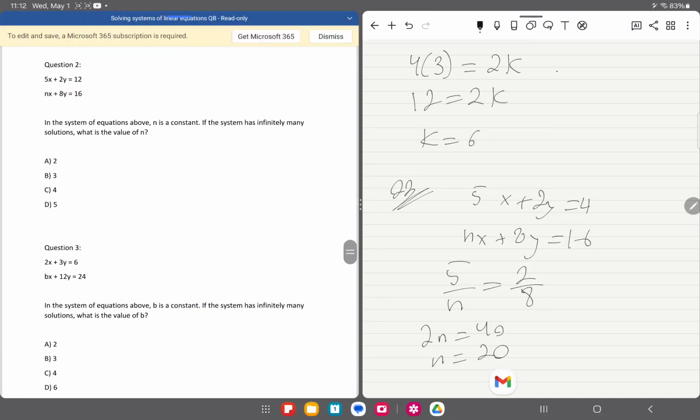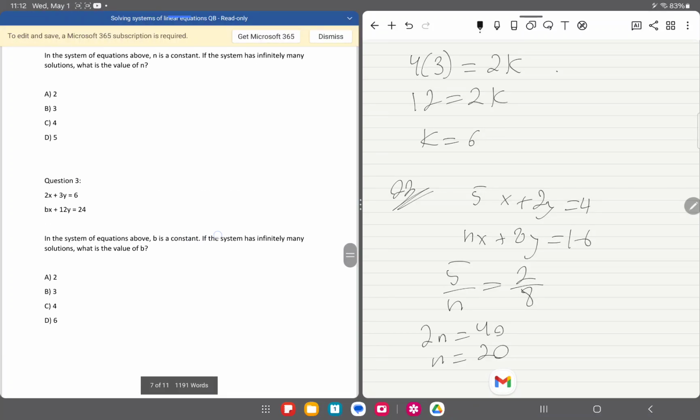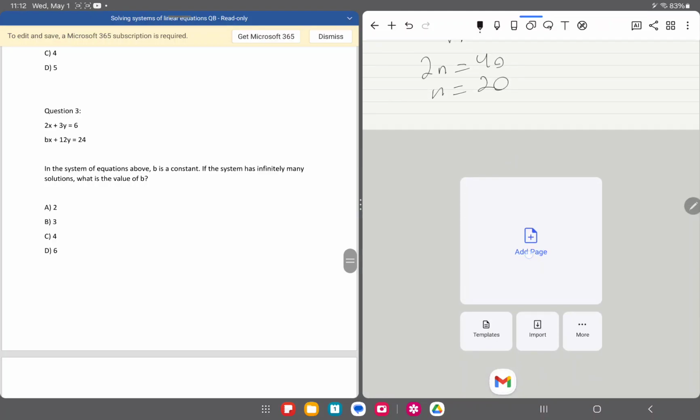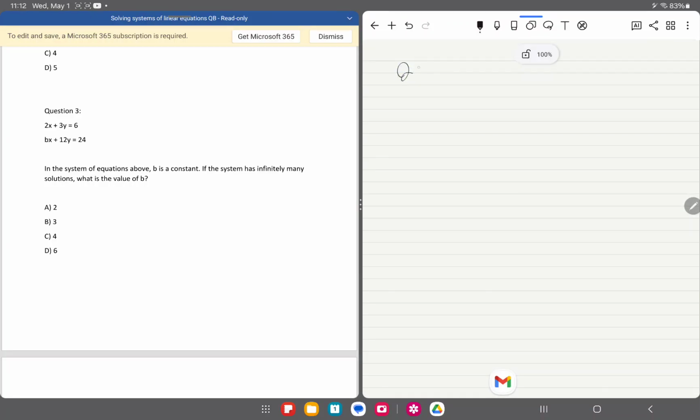Let's circle back to question 2. I'll keep it as a note. Maybe I'm doing something wrong, I don't know. Let's check question 3.